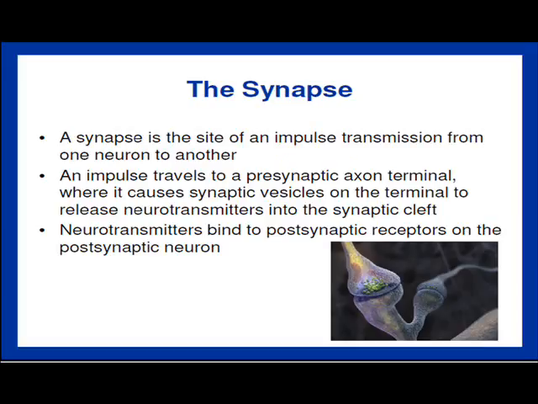Synapse. Synapse means obviously a synapse between two neurons, or a neuron synapsing onto a muscle, neuromuscular junction. Okay, we've heard that before. Impulse travels to a presynaptic axon terminal, where it causes synaptic vesicles on the terminal, we'll look at this in a second, to release neurotransmitters in the synaptic cleft. And then we have a postsynaptic event, which we'll talk about.